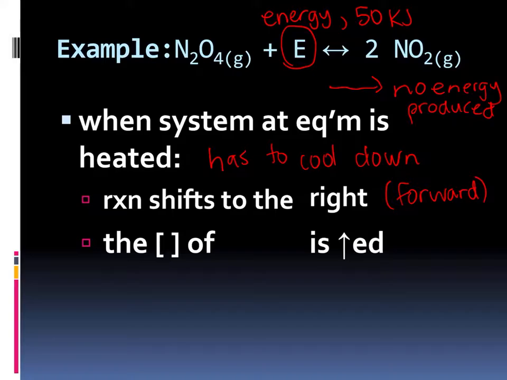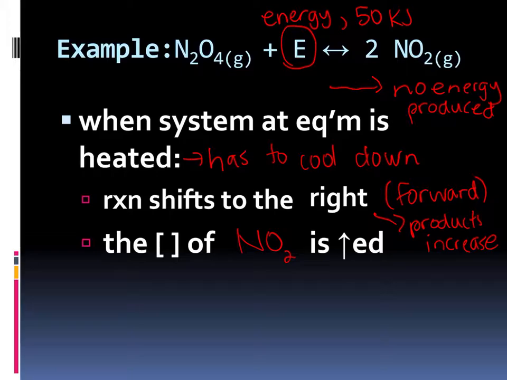Okay. Another type of question you could be asked is what happens to the concentrations? So if we shift to the right or forward, then that means that the concentration of the product is going to increase. And in this case, the product is NO2. Okay, so one more time. When the system is heated up, the opposite has to cool down. If you look at the reaction, no energy is produced on the right-hand side or the forward direction. So that means that favoring that side or shifting to the right is not going to make more energy. So it wants to cool down. It does not want to warm up.